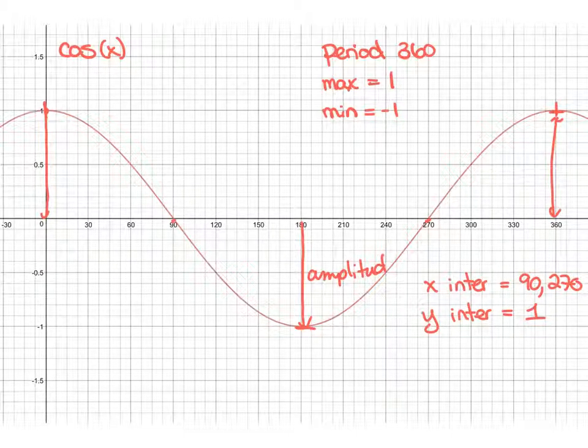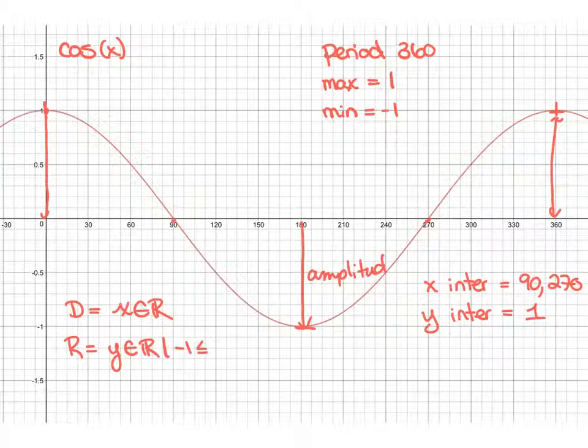Lastly, let's do our domain and range. Our domain, again, x is in the set of real numbers because it just keeps going. And our range, very similar to our sine function, because we are staying between -1 and 1. So again, I'm going to write y is in the set of real numbers such that it's between -1 and 1.